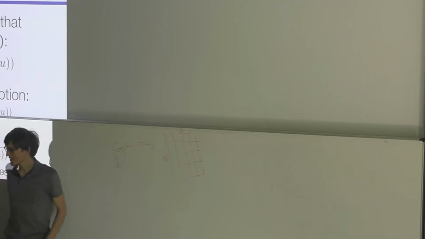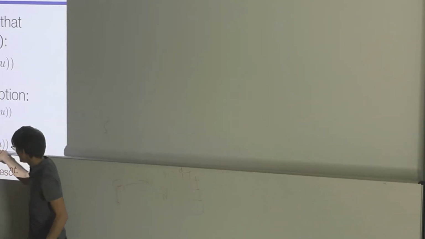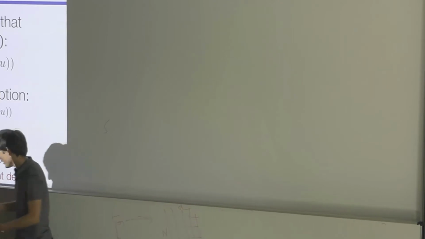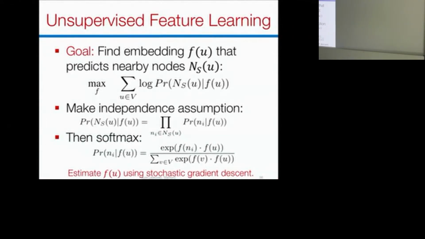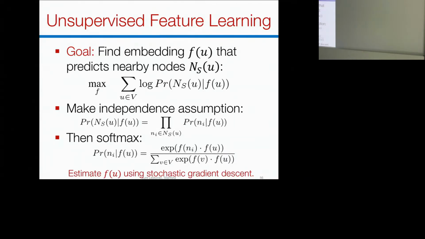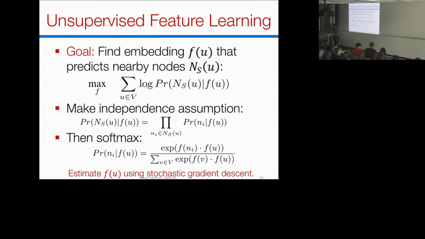Yes. How large is D? That's a great question. So in terms of D, usually we think of it maybe as, 100 is a good rule of thumb, depending on the size of the data. But 100 is a good number. Yeah, I don't have a better answer.